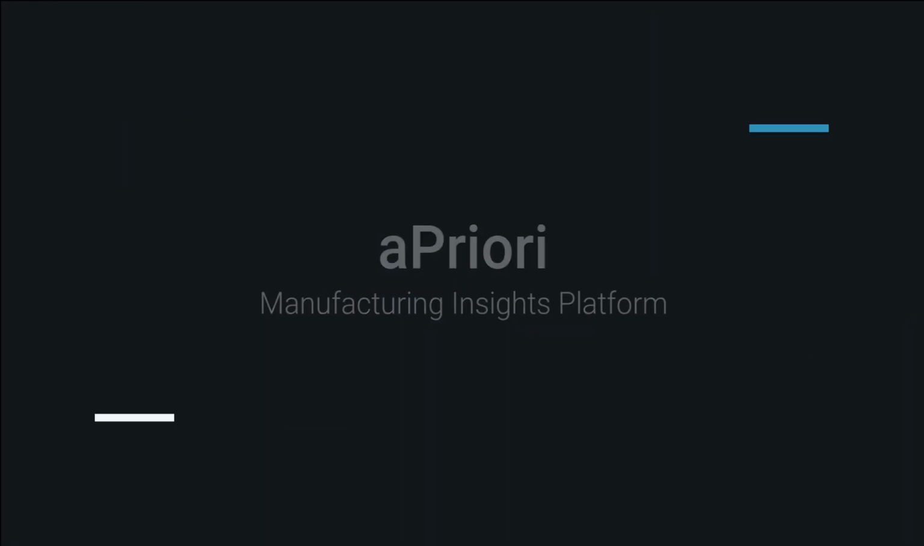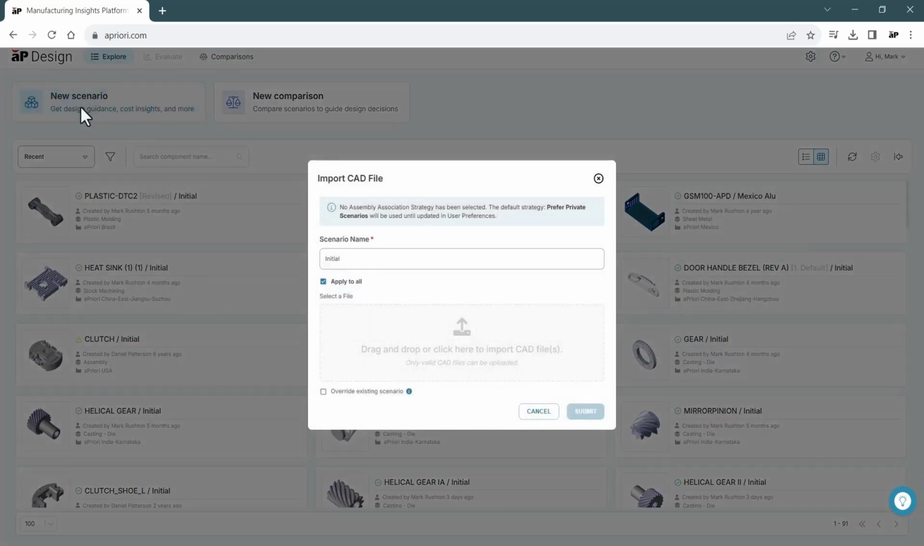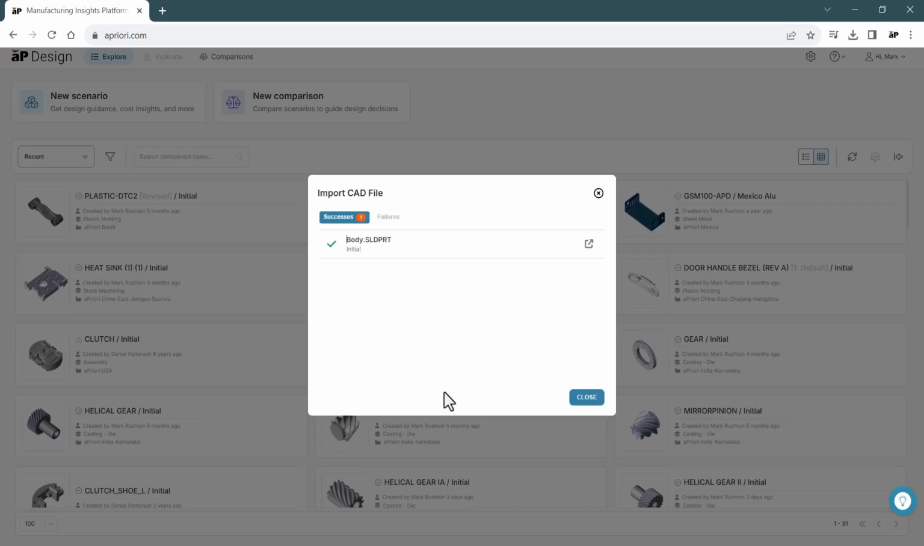If you are looking to join the thousands of users at leading manufacturers already leveraging aPriori, all you need to do to get started is simply upload your 3D CAD data into the Manufacturing Insights platform.